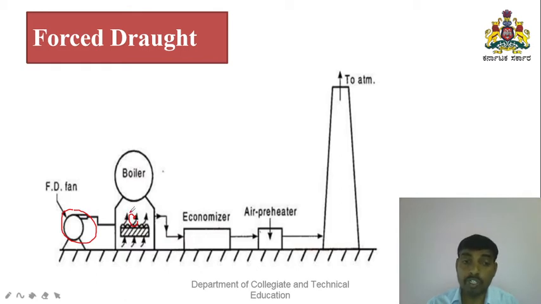Due to combustion the flue gas will be generated. The generated flue gas flows through the boiler, then to the economizer, then to the air preheater. In the economizer the heat transfer process will occur, similarly in the air preheater the heat transfer will occur. Finally the flue gas flows to the atmosphere. So here the fan forces the air and supplies the air to the furnace.